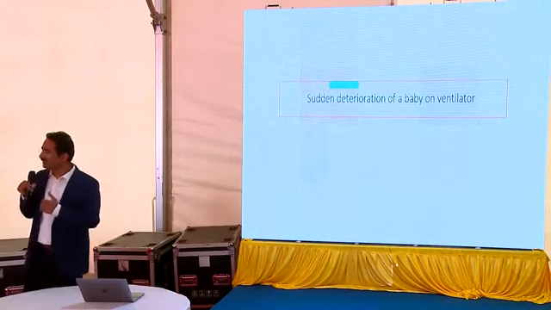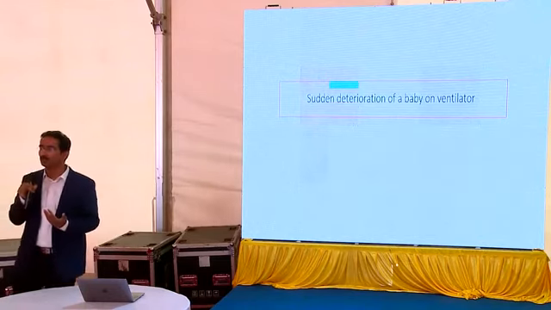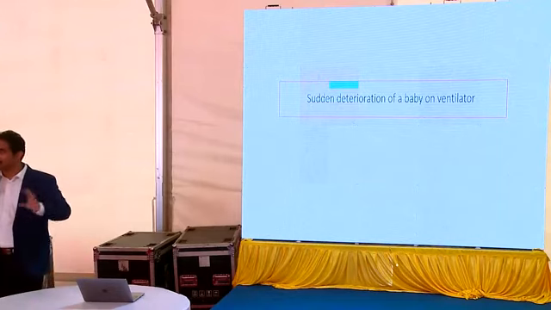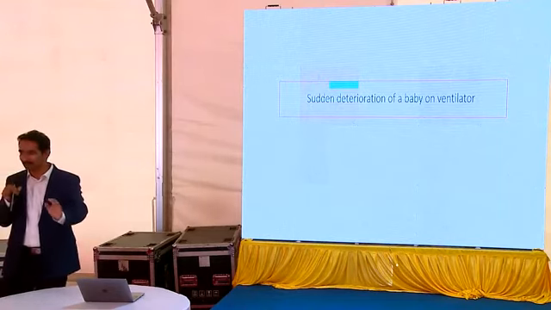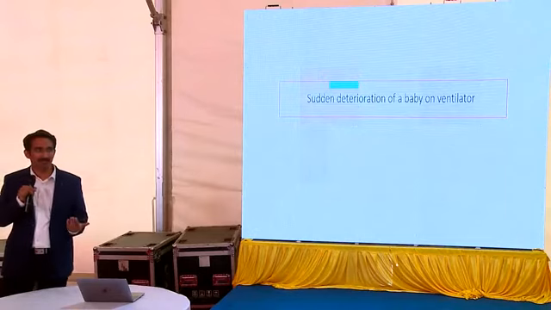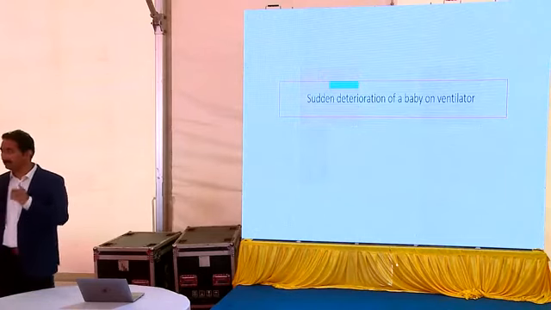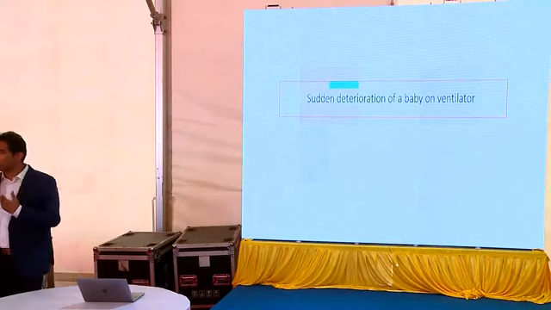Okay. So the only two lines I told were: 25-week baby on ventilator and the baby deteriorates. The scenarios can be multiple, and more information would definitely help us resolve the issue in a better way.